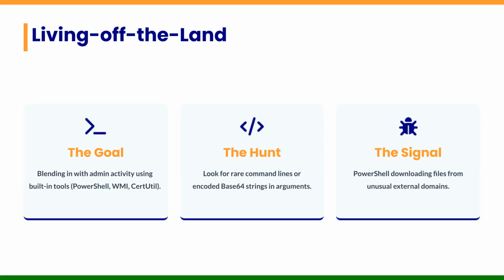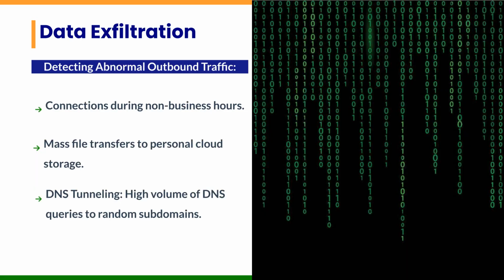Living off-the-land attacks aim to blend in using built-in tools like PowerShell. The hunt involves looking for rare command lines or encoded base64 strings. This signal often is PowerShell downloading files from unusual external domains. Data exfiltration detection focuses on abnormal outbound traffic. This includes connections during non-business hours, mass file transfers to personal storage, and high-volume DNS queries indicative of DNS tunneling.